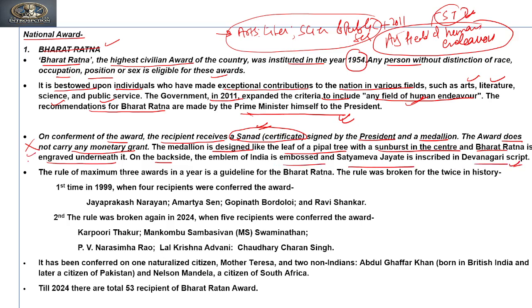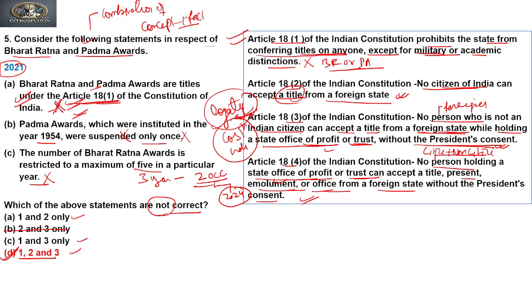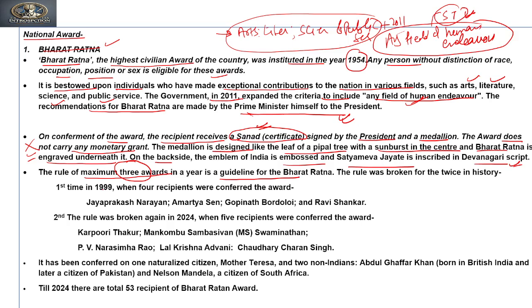So this is a description made in the medallion. The rule of maximum 3 awards in a year is a guideline for the Bharat Ratna. So a maximum of 3 awardees can be given in a year. The question says maximum of 5. No, maximum of 3. So because of this it is wrong. But here is also one exception.